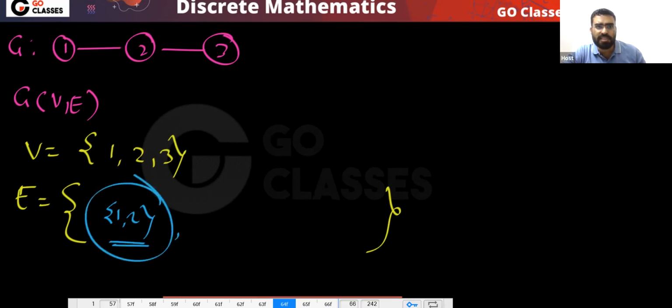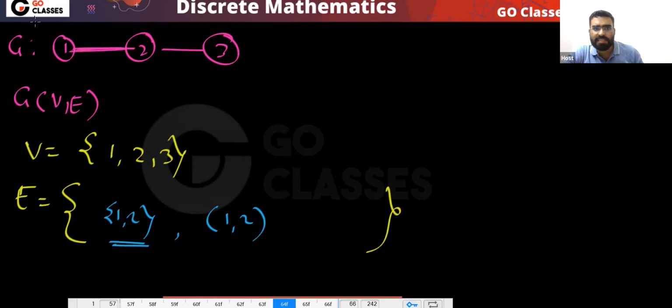And can you notice this is a set? Should I write it like this or like this? Which is correct, the first one or the second one? The first is correct because there is no direction here. This is a line which is connecting 1, 2. So that is the reason I can say this is correct. So this is an edge. This edge is a set, and this other edge is connecting 2, 3.